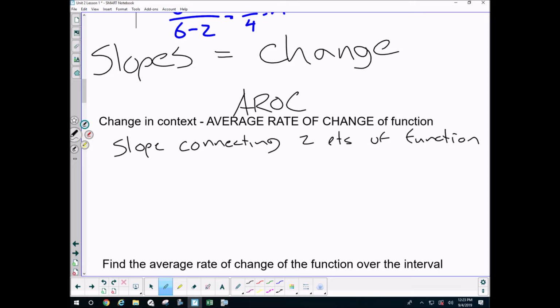It gives you the average rate of change over the interval that you're talking about, from an x-coordinate to an x-coordinate. Now, we are not going to say in the future slope of the 2 points that are connected. We're going to use a different term to talk about these lines that connect 2 points.